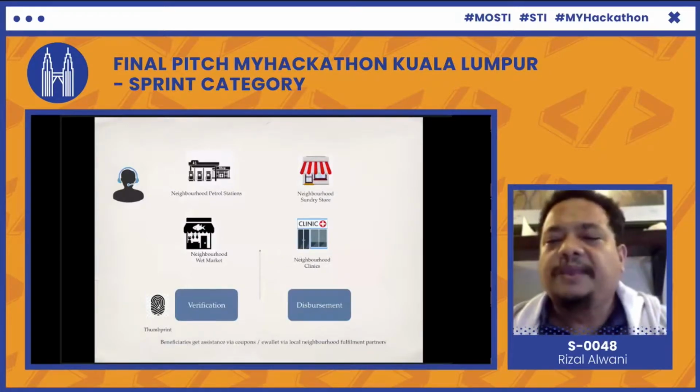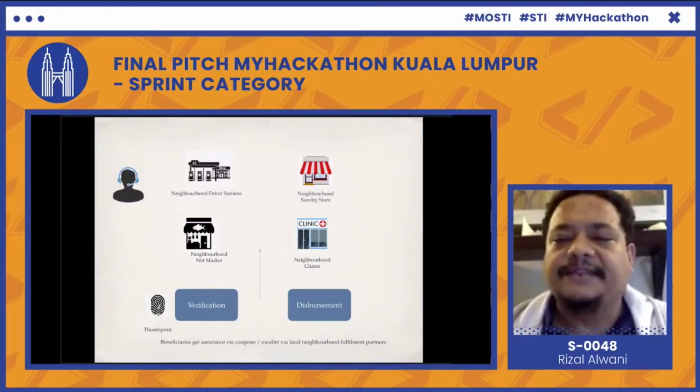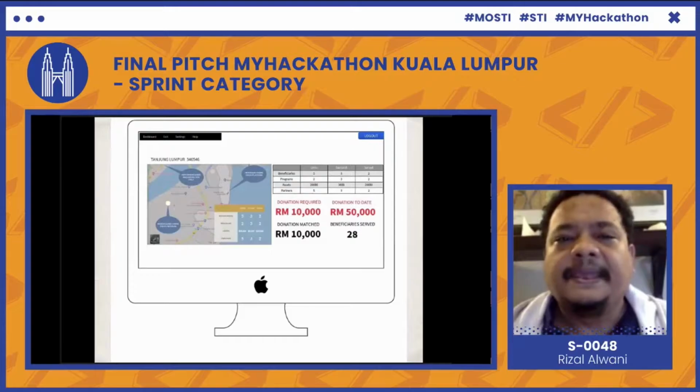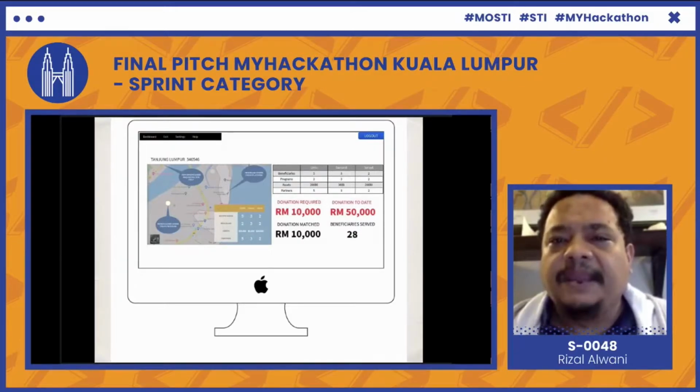You will also be able to utilize the fulfillment centers to disburse goods, and basically they can exchange their coupons for sundry goods, buy petrol, or even visit the clinic. Or if they want to dispense cash, we can do it via e-wallet. So this is the MVP, our dashboard.